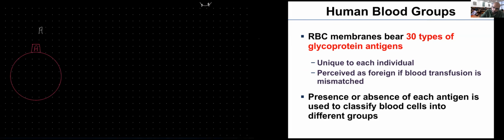Being a blood group type B means that my red blood cells are only presenting antigen B on their surface.